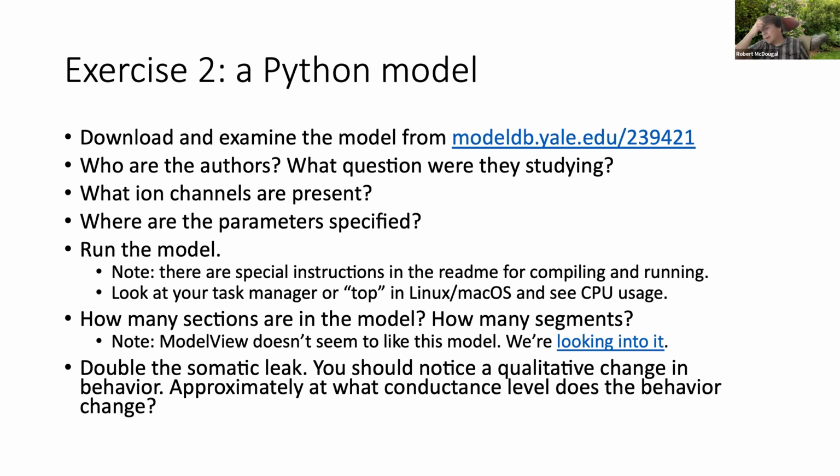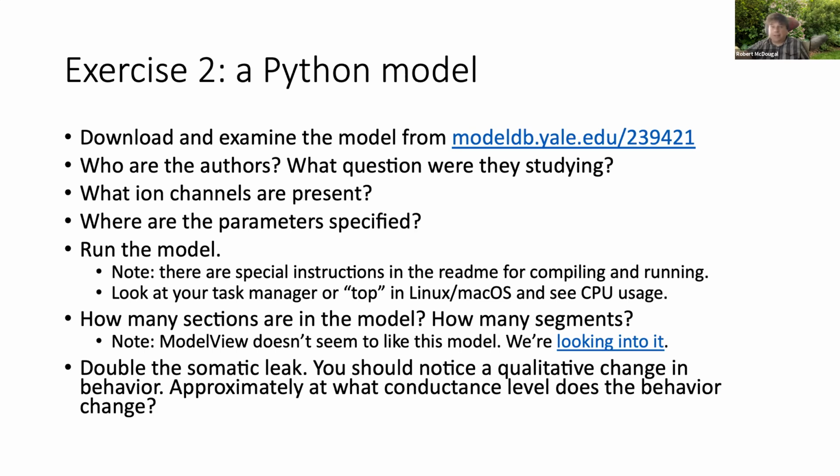When you do run it, it might be fun to look at your task manager, or top in Linux and Mac, and see the CPU usage. This is a model that will automatically parallelize. It uses thread-based parallelism instead of MPI, which is what we focused on, but NEURON also supports using threads to parallelize things. Some of the same questions, though: how many sections in the model? How many segments? Try to do this without using model view.